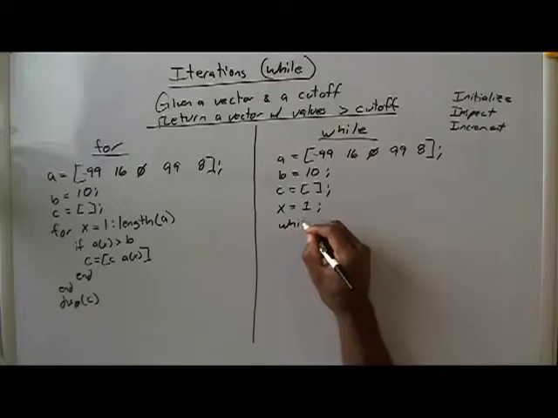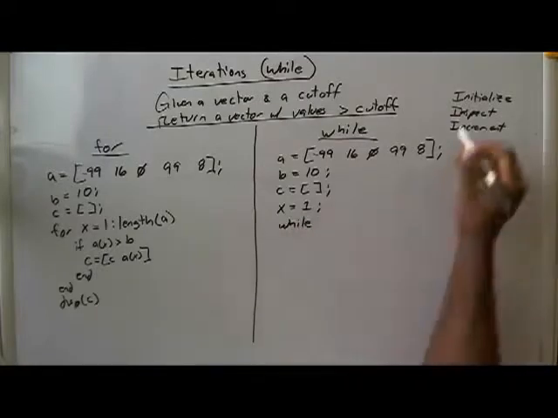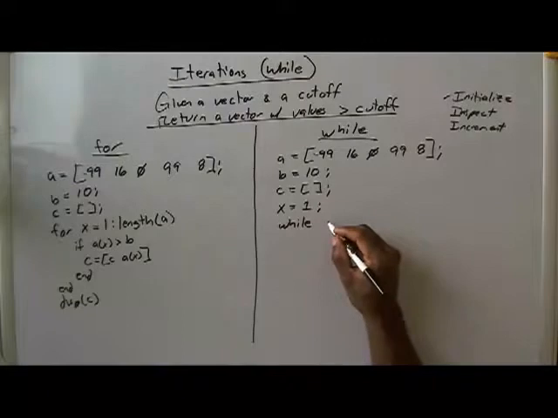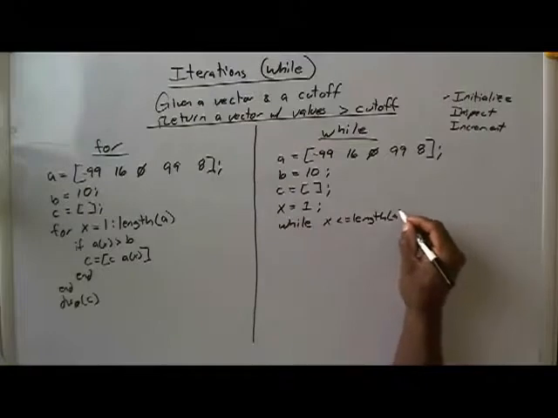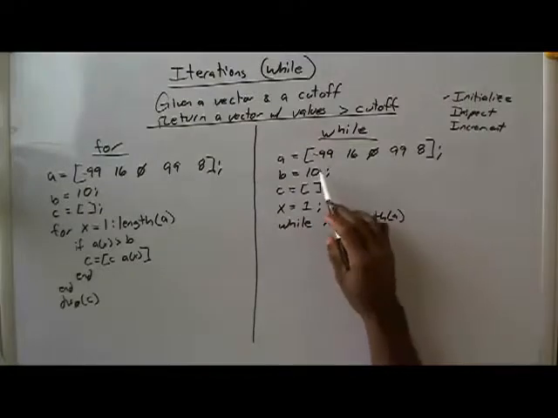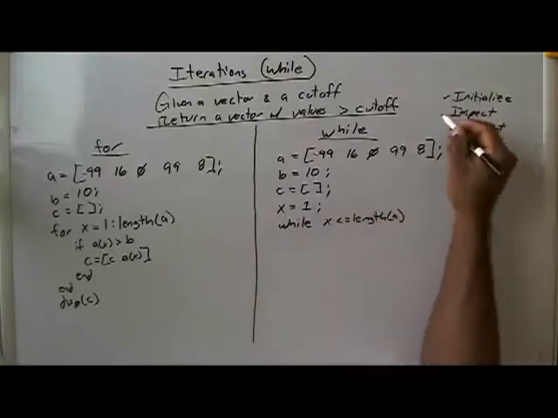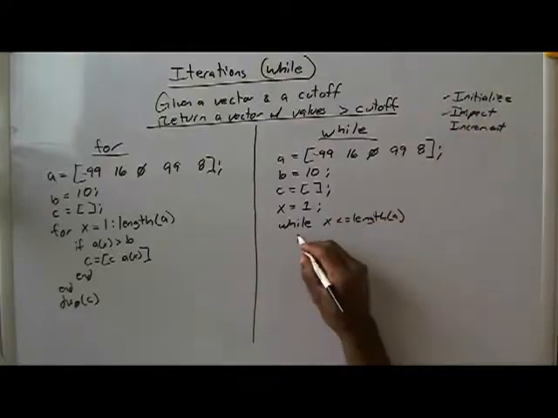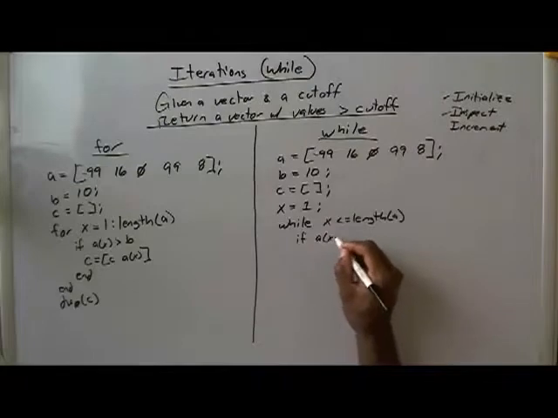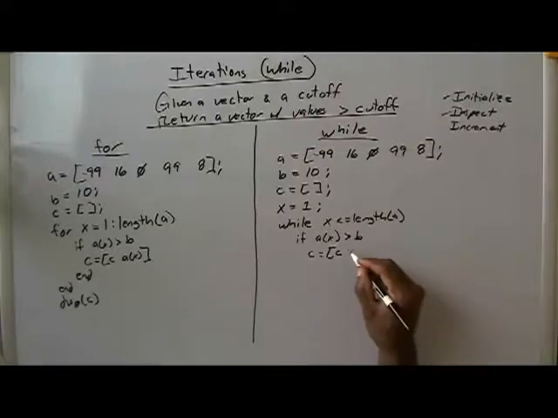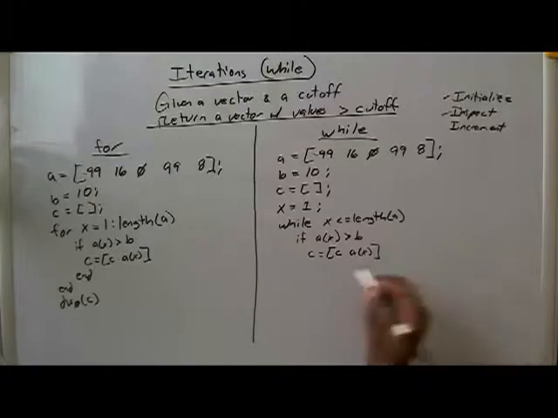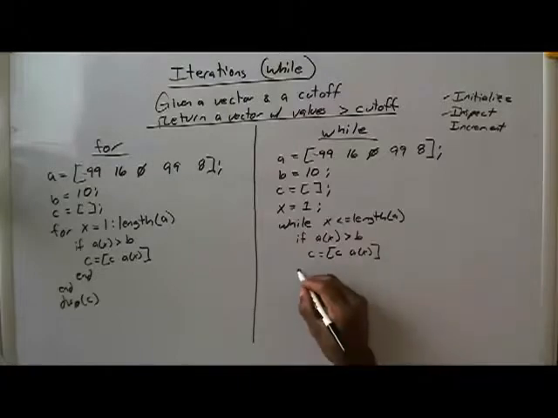Then we put in our while statement, while, and then our inspection part. So we've initialized, now we're going to come here, do an inspection. We got to check to make sure that x is less than or equal to the length of a. Right, and that will make sure x goes through all of these values. So that's the inspection part, and then we'll do our code here. Check to see if a indexed at x is greater than b. If it is, we concatenate that value onto result vector c.